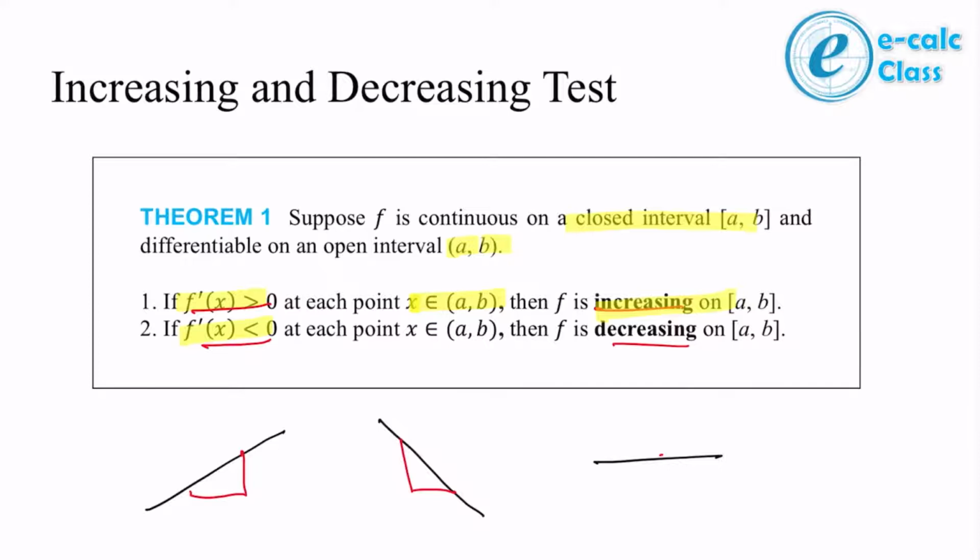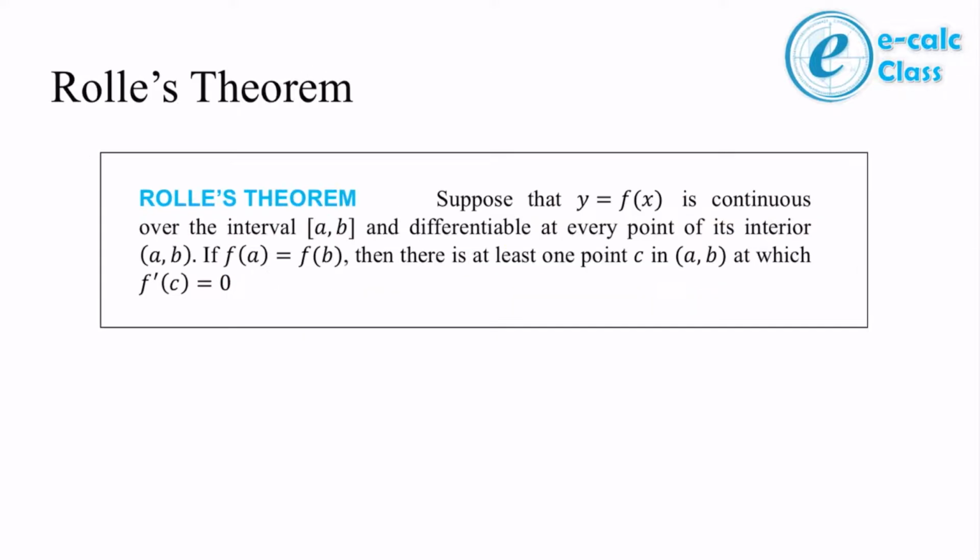But before we prove this theorem, we need to go through a few things, alright? And by a few, I mean 2 theorems. The first one is Rolle's theorem, okay? So suppose that we have y equals to f(x), continuous on the closed interval [a, b], differentiable on the open interval (a, b). If f(a) equals f(b), then there is at least a point c such that f prime of c is equal to 0. What does it mean?